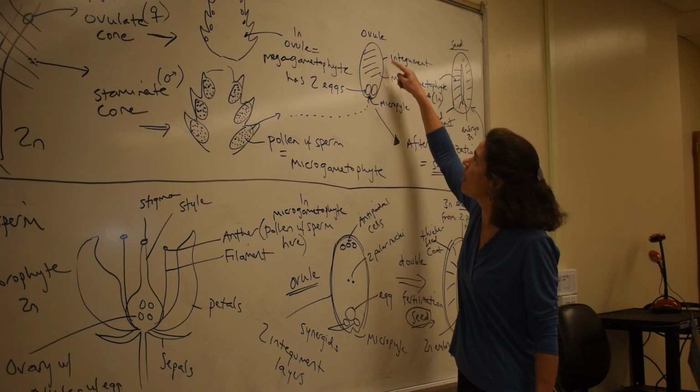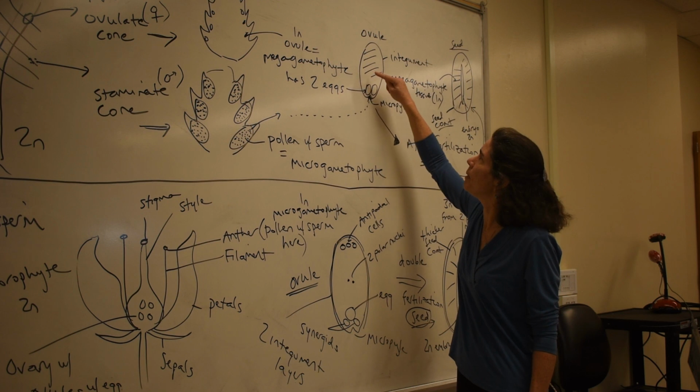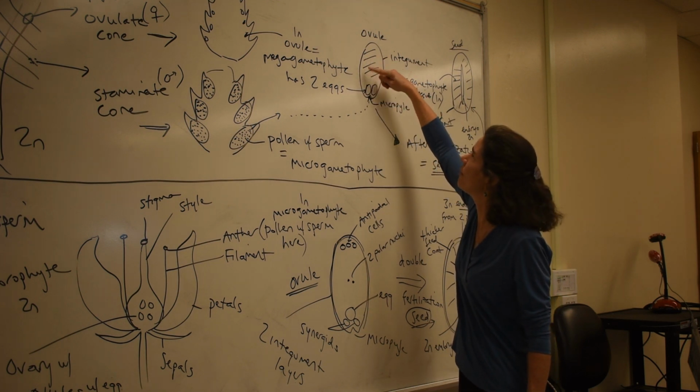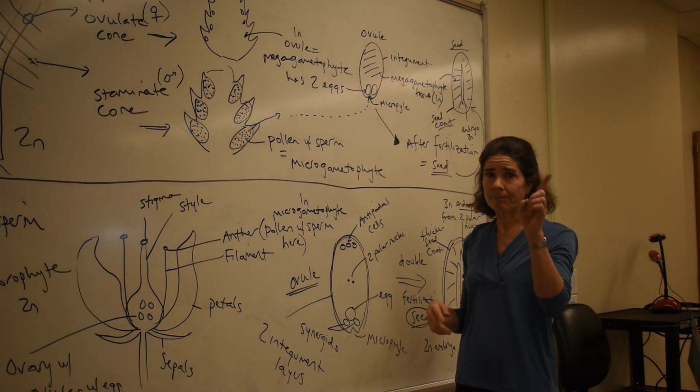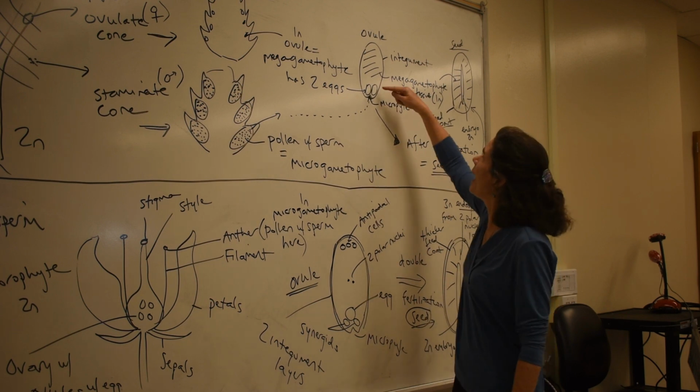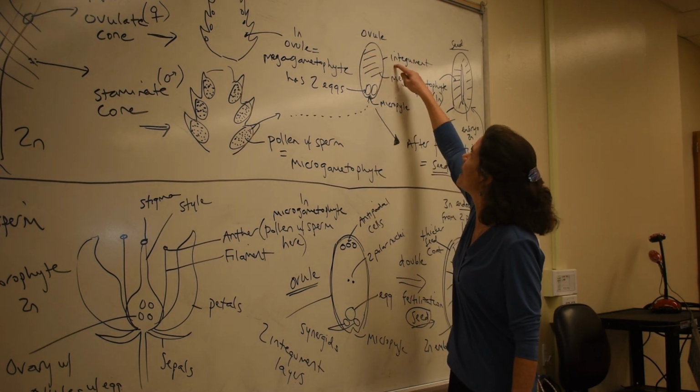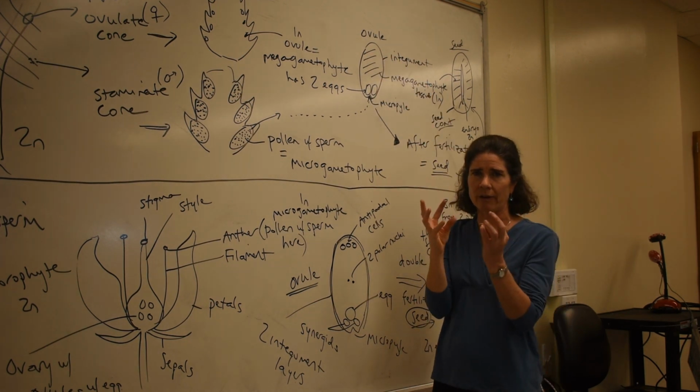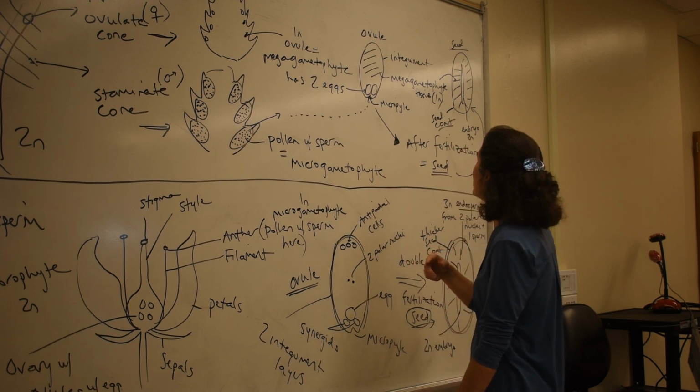Meanwhile, also in this ovule would be megagametophyte tissue, that's here, and that's 1N, because remember gametophytes are 1N. And around the ovule is the integument, so that's the layer around the ovule, just 1 layer of integument.